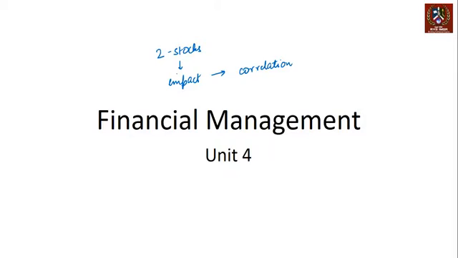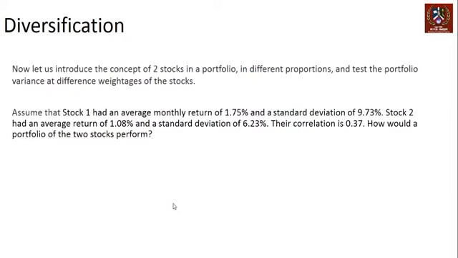For the purpose of this discussion, we're going to assume that there are two stocks in the portfolio, and these two stocks have different proportions, and what is going to happen to the variance at different weightages. That's what we're going to look at. Let's assume stock 1 has a monthly return of 1.75% and a standard deviation of 9.73%. Let's say stock 2 had an average return of 1.08 and a standard deviation of 6.23. Correlation is 0.37. How will the portfolio of these two stocks perform, right?